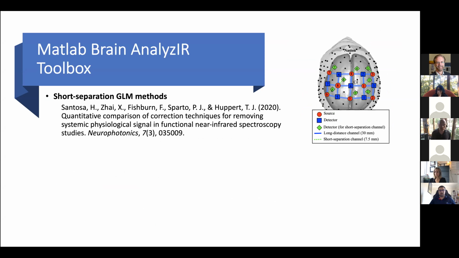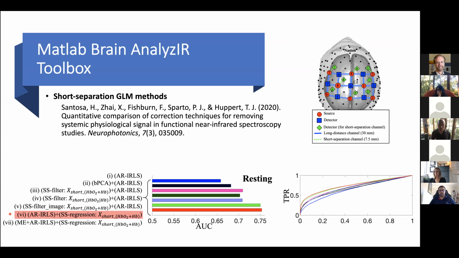One of the other things we've been working on recently is the addition of methods to deal with short separation. And so we recently, my postdoc, Hendrik Sentosa, published this paper that did a sensitivity specificity analysis to compare different methods. And what he ended up finding was, no surprise, including short separation is good if you have it available. And specifically putting it in the context of the GLM model is a lot better than using it as a pre-processing step. So when your stats know about this, because it's actually integrated into the GLM, you have better improvements in sensitivity specificity compared to pre-processing.